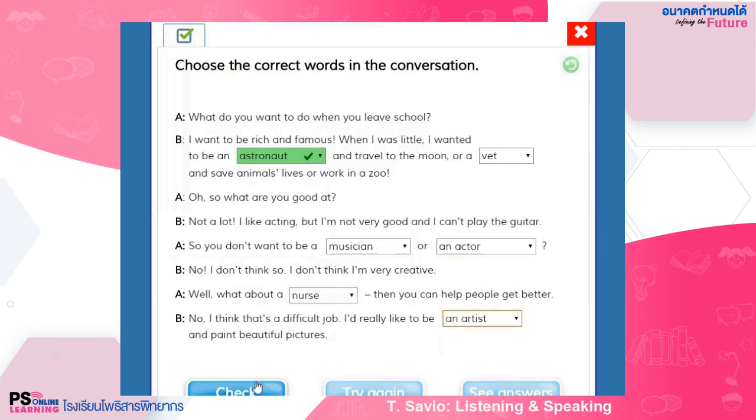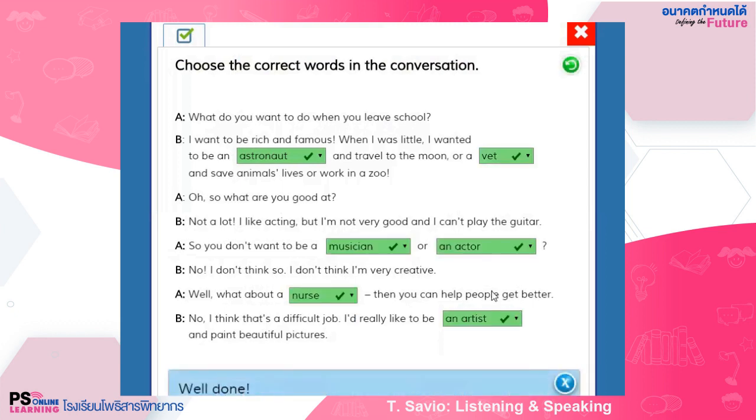Let's check if it's correct. Yes. You can get the answers by reading on and checking what is required. For example, and travel to the moon, or and save animals. So the person that saves animals is a vet. So after you read on, you are able to get the answers. Or in this instance, where the speaker says he likes acting, but he's not very good at it, and he can't play the guitar.